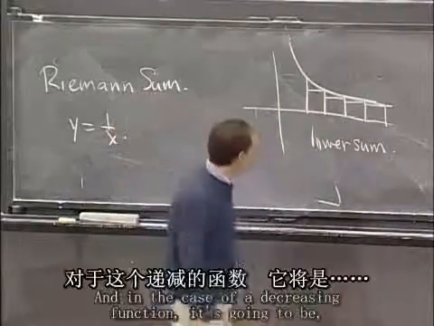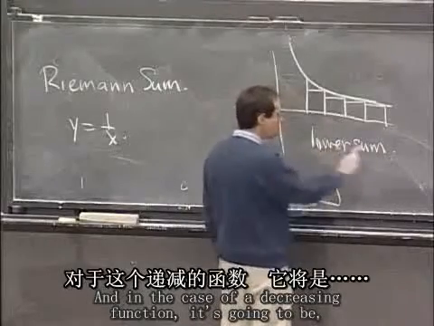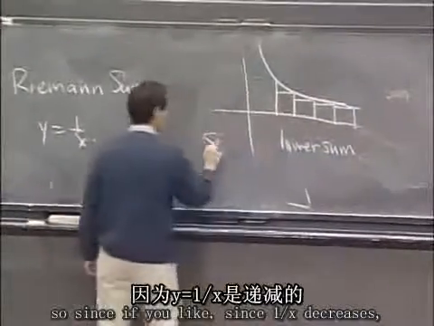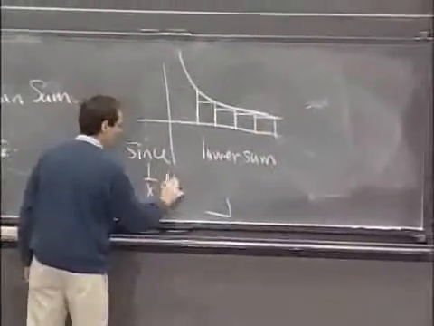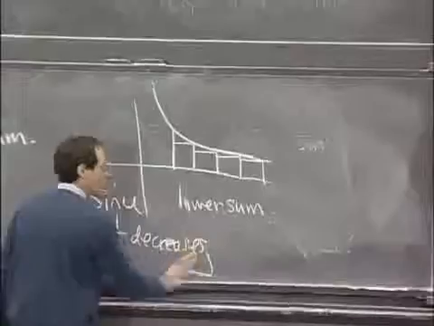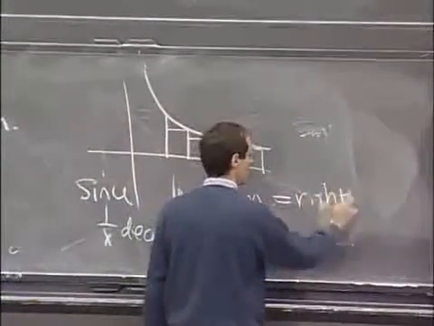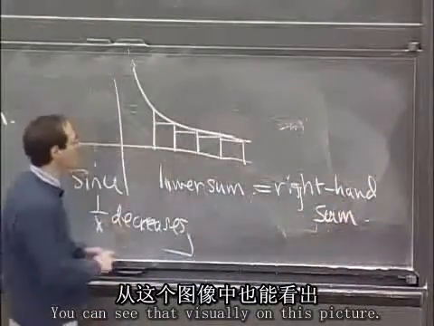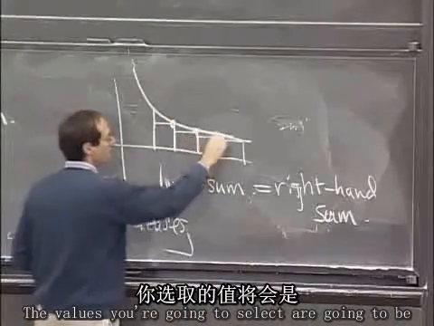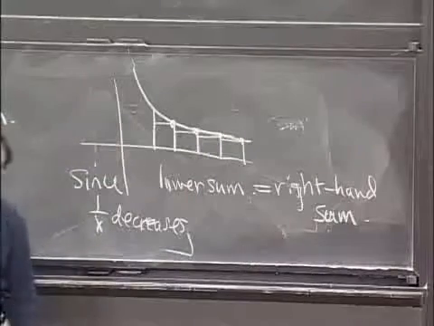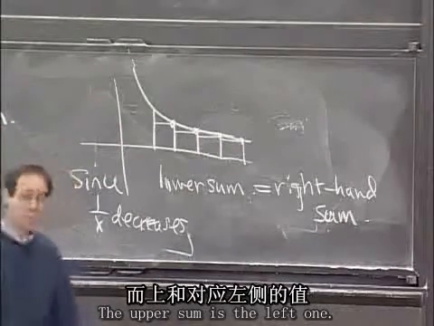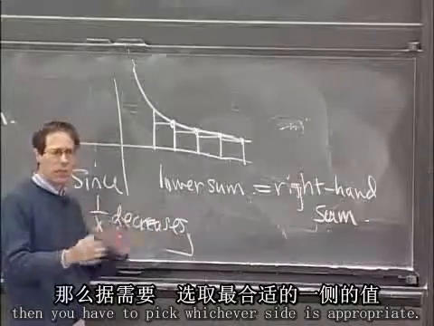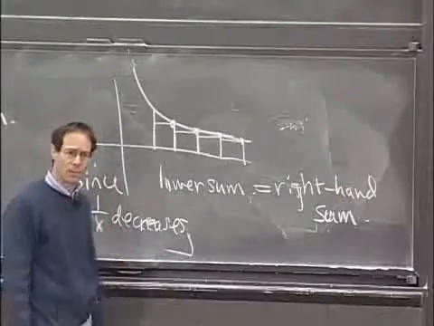It's always less. And in the case of a decreasing function, since 1 over x decreases, the lower sum equals the right sum. You can see that visually on this picture. The values you're going to select are going to be the right ends of the rectangles. The upper sum is the left one. Now, if the function wiggles up and down, then you have to pick whichever side is appropriate, or maybe it'll be a point in the middle if the maximum is achieved in the middle.